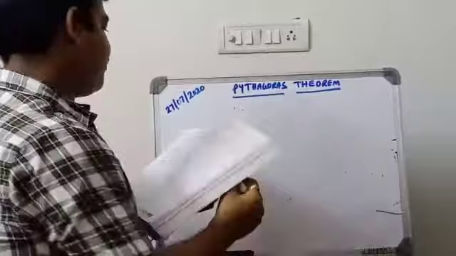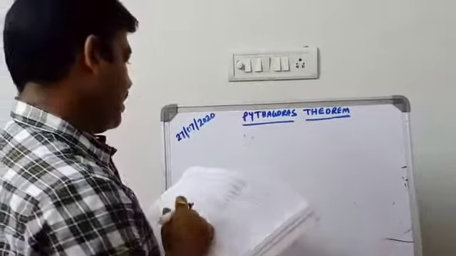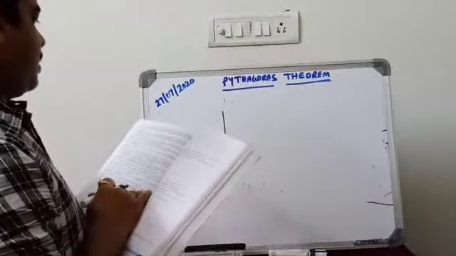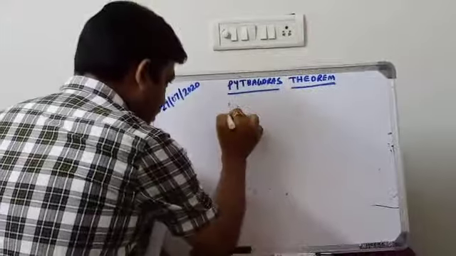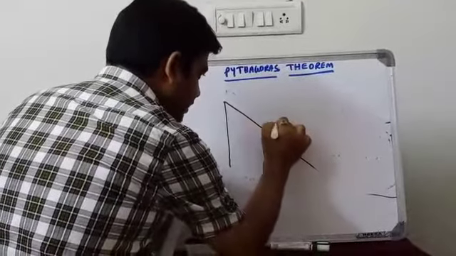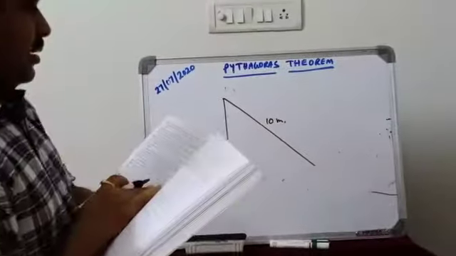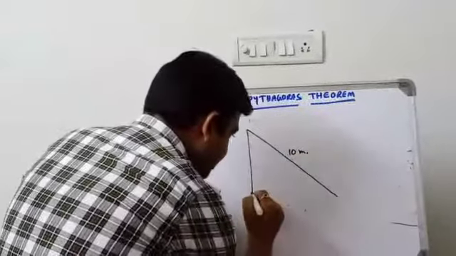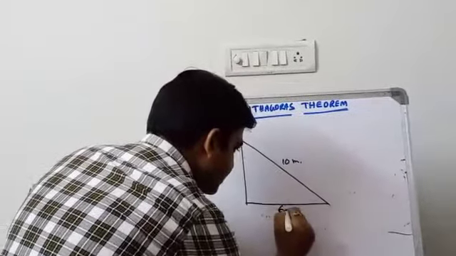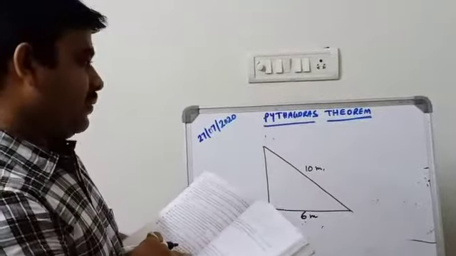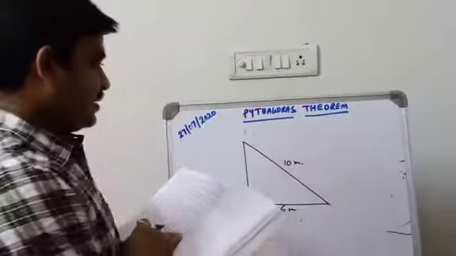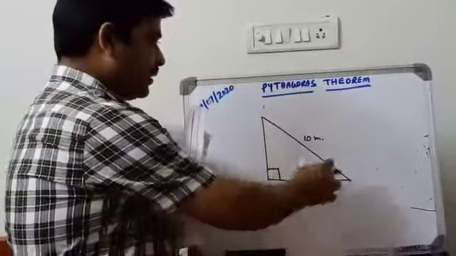Suppose it is given that a 10-meter long ladder is leaning against a vertical wall. This is the vertical wall, and this is the ladder. Length is given as 10 meters, and the foot of the ladder is 6 meters away from the base of the wall. That means this distance is 6 meters. And we know that a vertical wall always makes 90 degrees with the base, so this angle is 90 degrees. So what type of triangle is it? Yes, this is a right angle triangle.